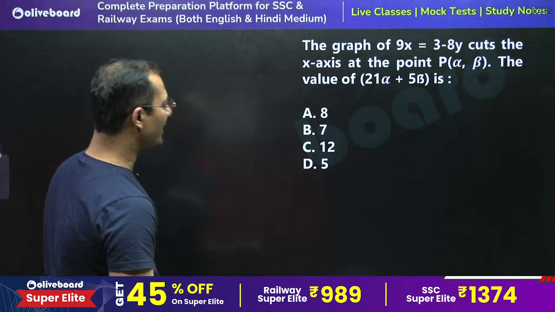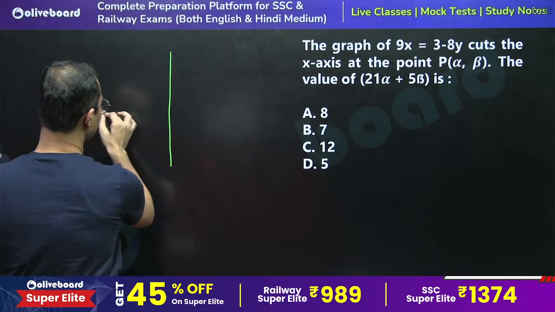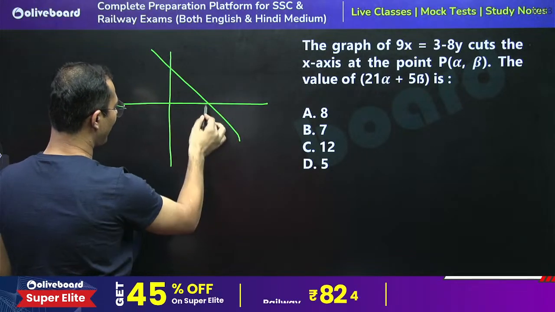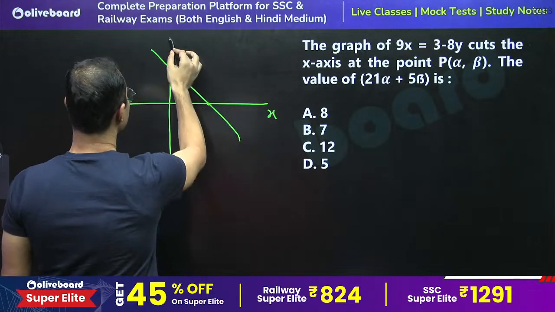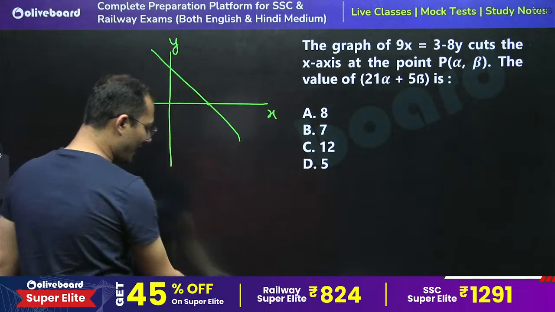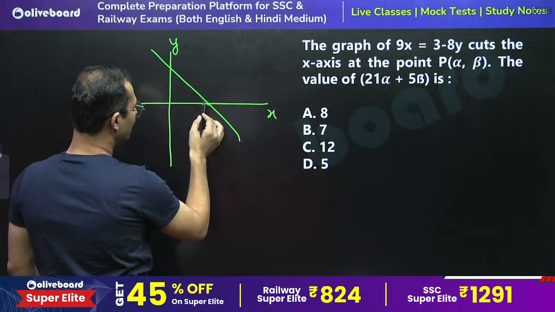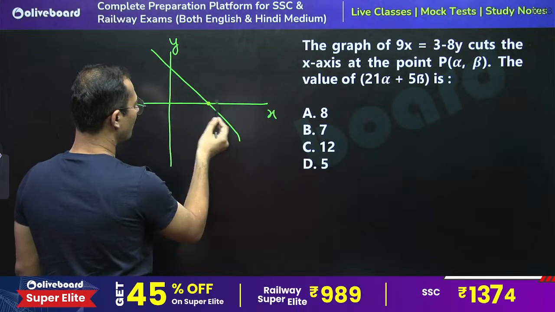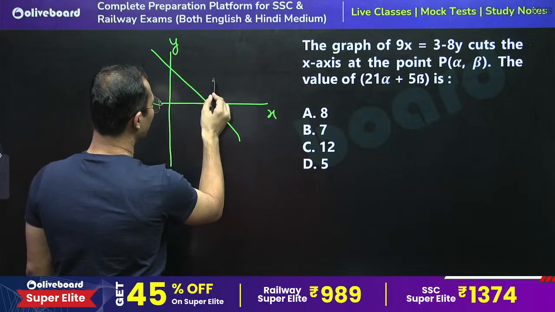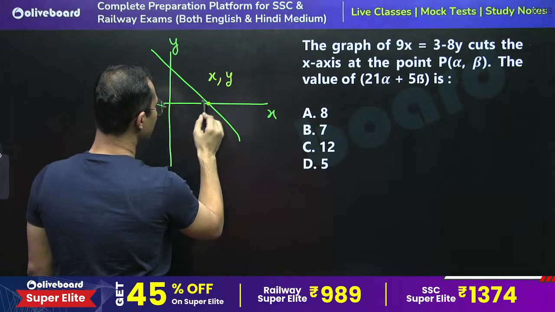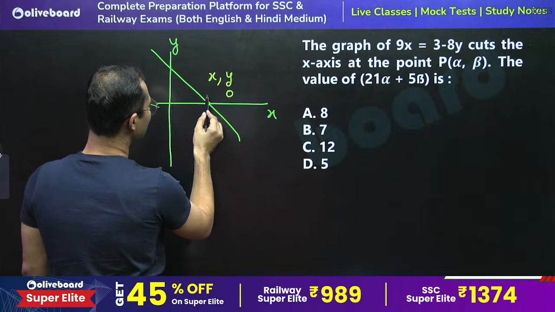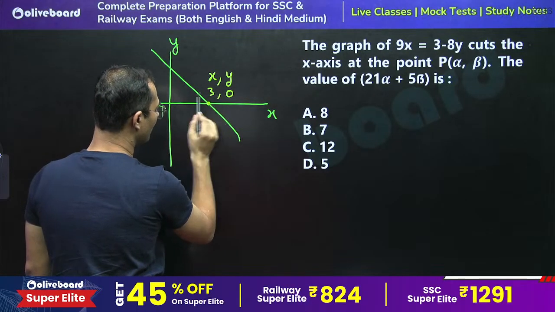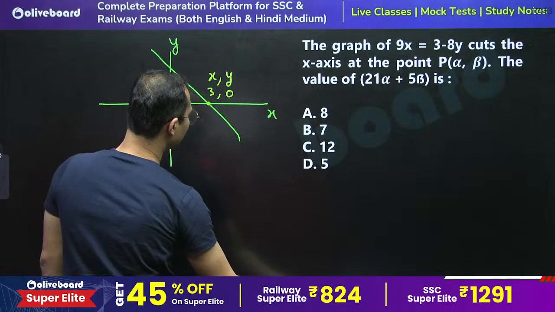If any line is cutting the x-axis, say this is the line and it is cutting the x-axis. So this is the x-axis and this is the y-axis. At any point on the x-axis, we all know y is always 0, right? So if y is equal to 0, this point is going to be 3, 0. Got the point?